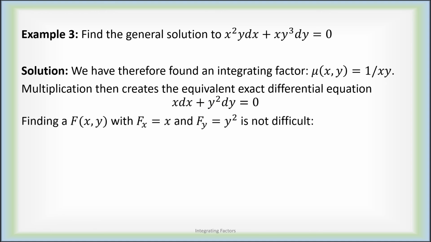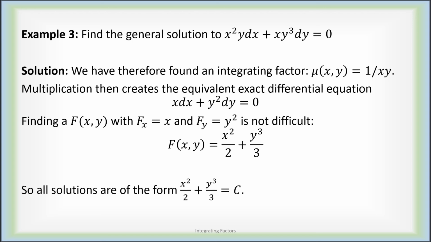Now we need to find some capital F so that its x derivative is just x and its y derivative is just y squared. It's not very hard. You'll get x squared over 2 plus y cubed over 3. You can see directly now that its x derivative is just x and its y derivative is just y squared. So solutions to our new exact differential equation are exactly given by x squared over 2 plus y cubed over 3 equals constant, but those are exactly the solutions to our original differential equation.